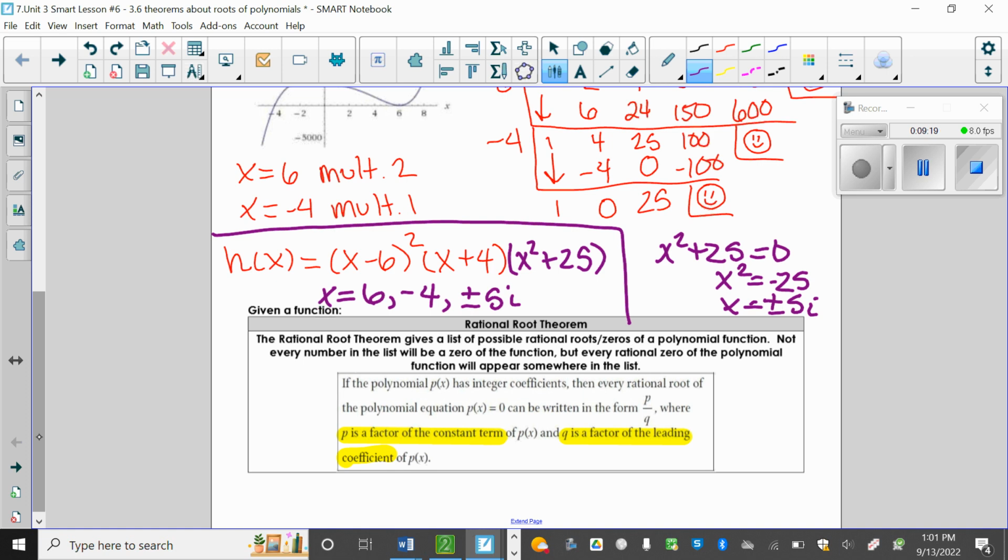Well, if polynomial p of x has integer coefficients, then every rational root of the polynomial equation p of x equals 0 can be written in the form p over q, where p is a factor of the constant and q is a factor of the leading coefficient.